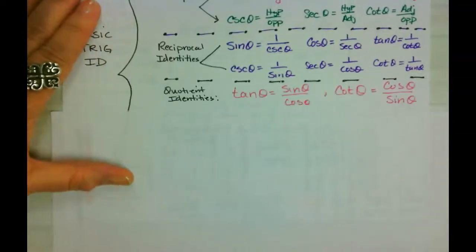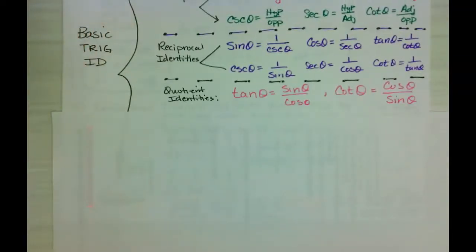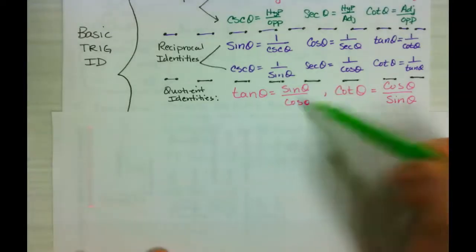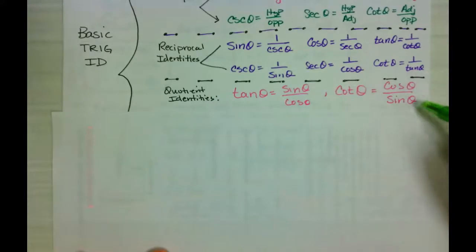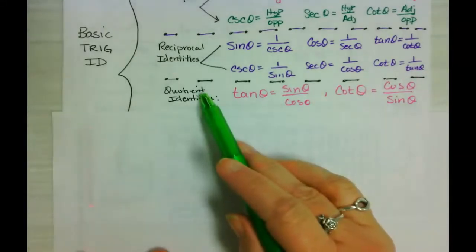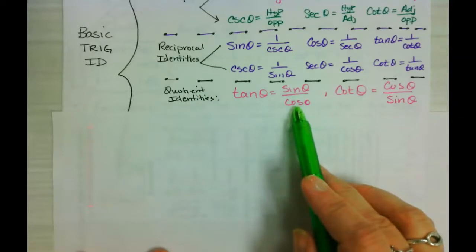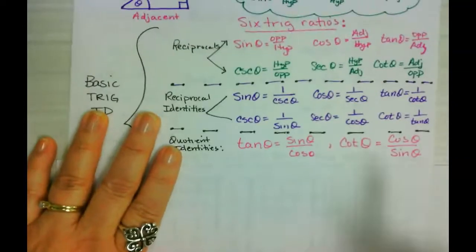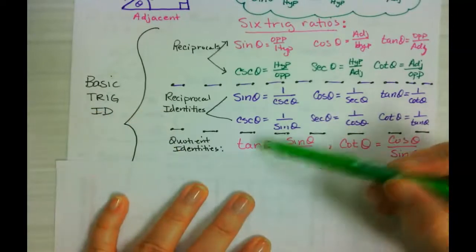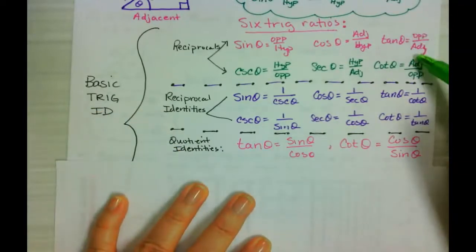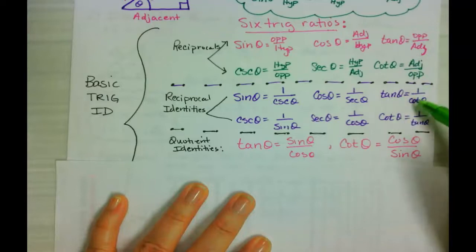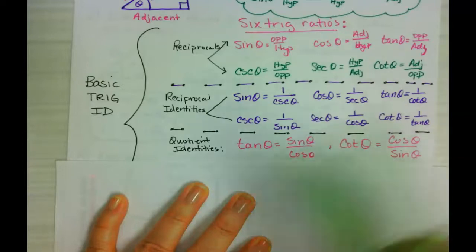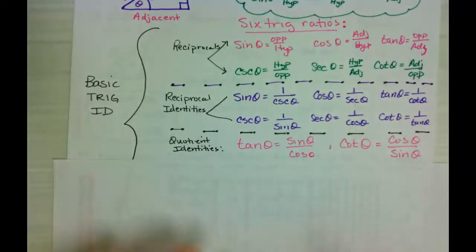a good strategy there. The next group of identities is the quotient identities, and so I have tangent of theta equals sine over cosine, and cotan of theta equals cosine over sine. Quotient means division, and so we're writing the ratio as a fraction because that's also division. So if you want to look at all of the things we know about tan, we know tangent is opposite over adjacent. We know tangent can also be 1 over cotan, and we know tangent can also be sine over cosine. So all of these things are kind of connected together.